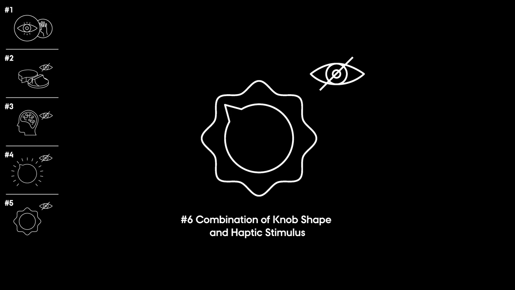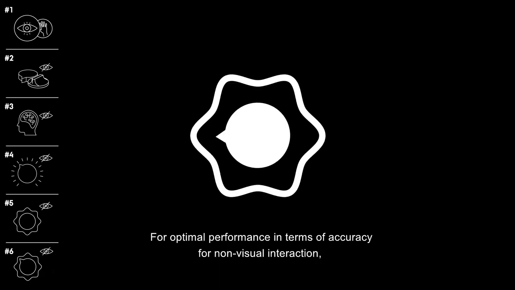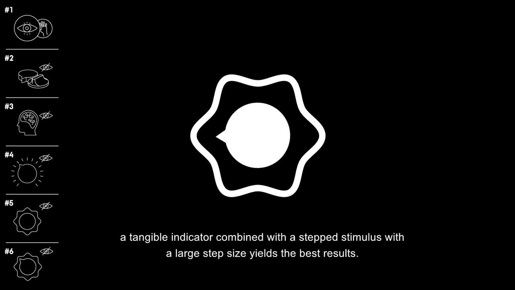Combination of knob shape and haptic stimulus. For optimal performance in terms of accuracy for non-visual interaction, a tangible indicator combined with a step stimulus with a large step size yields the best results.